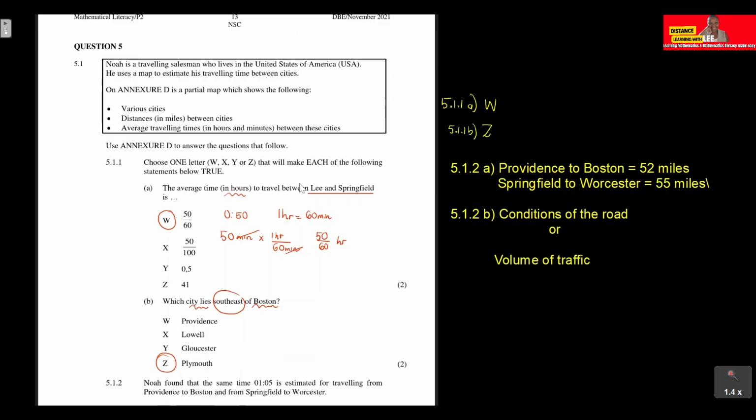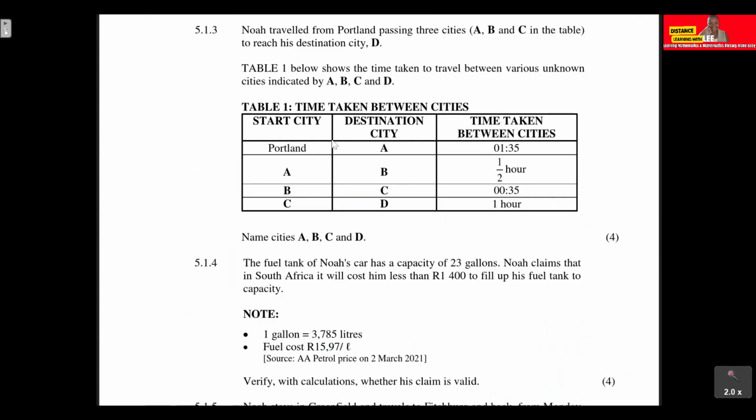Okay, let's have a look at the next question. Question 5.1.3. It says Noah traveled from Portland, passing three cities A, B, C in the table to reach his destination city D. Table 1 below shows the time taken to travel between various unknown cities indicated by A, B, C, and D. So we are given the start city, the destination city, and the time taken between the cities.